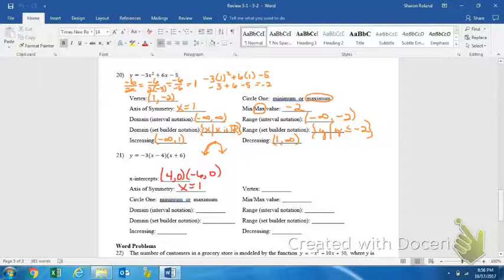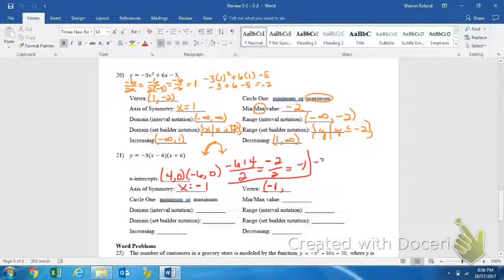Your vertex, you would plug 1 in. Oh, that is a negative 1. I can't read that very well. Negative 6 plus 4 is negative 2, so that's negative 2 over 2, is negative 1. So your vertex begins at negative 1, and you plug that into the equation.